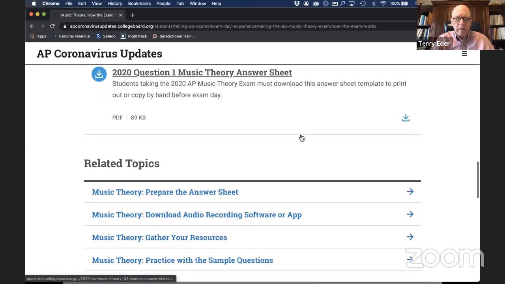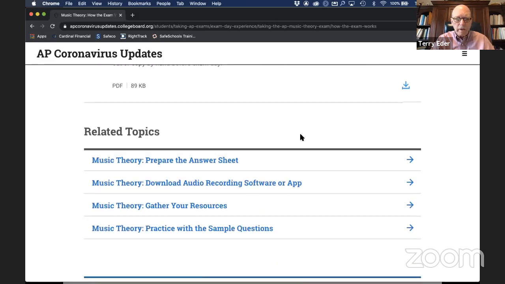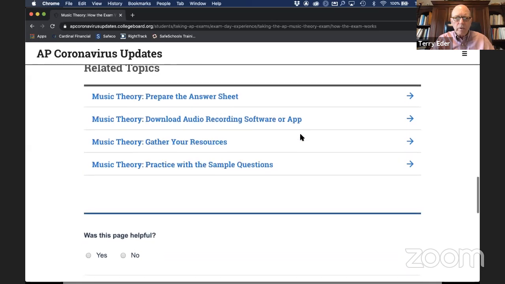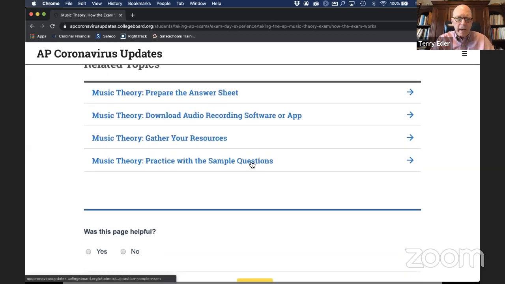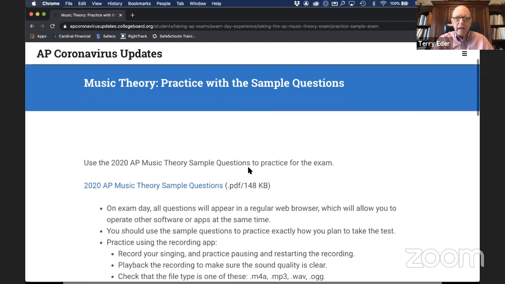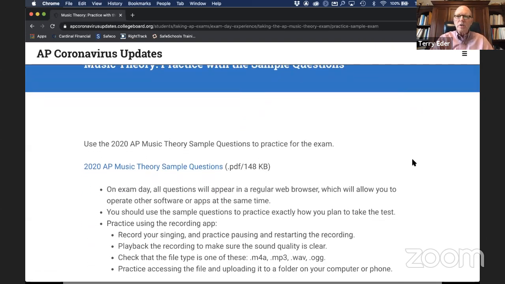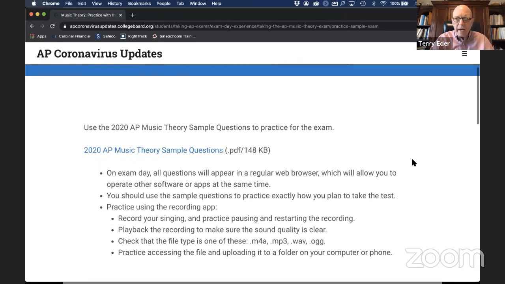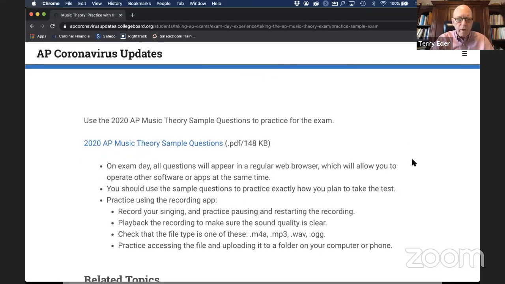And then preparing the answer sheet, we talked about all of that. I want to go to this one right here, practice with sample questions, which we have been doing. And hopefully you will tune in again tomorrow, because Mrs. Foote is going to do a whole other sample AP exam that you can practice the timing and everything with.